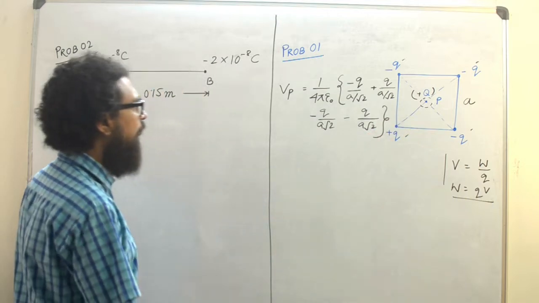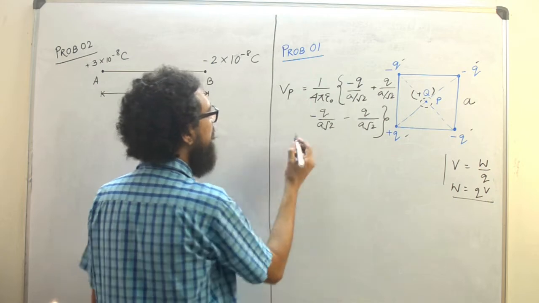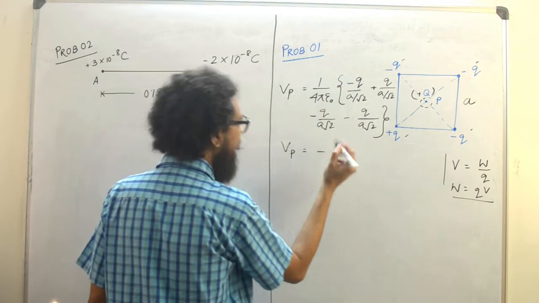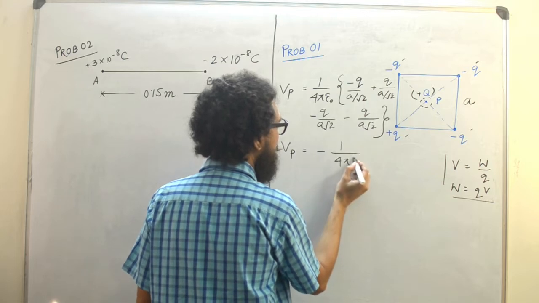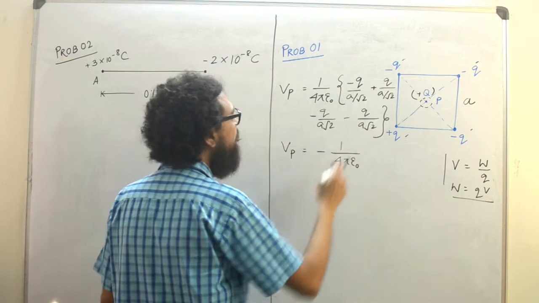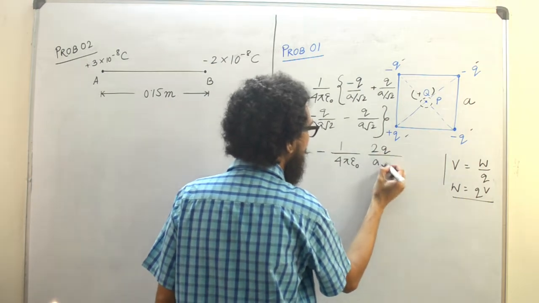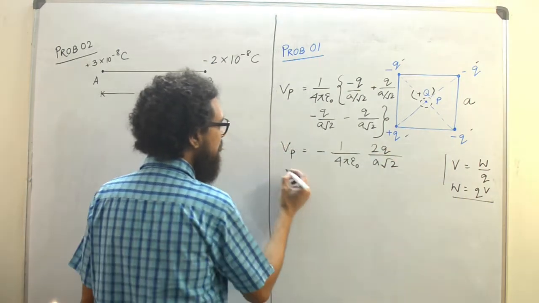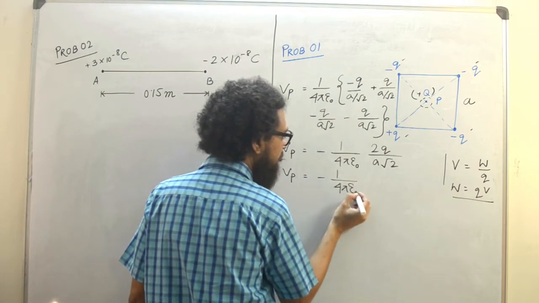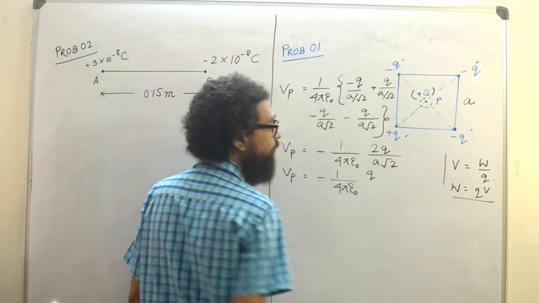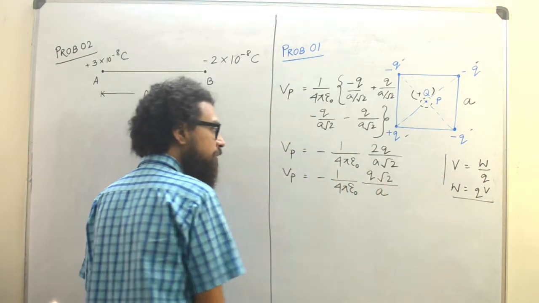Now you can see this pair will get cancelled. So we have this only. So Vp is equal to minus, I'll take out common 1 by 4 pi epsilon naught, and we have Q, Q, so 2Q by A root 2. Okay, so Vp we can write as minus 1 by 4 pi epsilon naught Q root 2 by A. Okay, this is my potential.